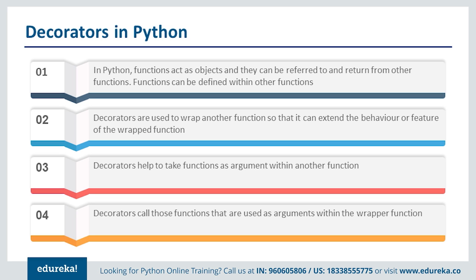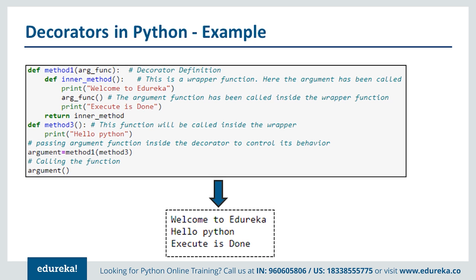So decorators help to take functions as arguments within another function. That's another benefit, which helps us extend the default functionalities of a function. Decorators call those functions that are used as arguments within the wrapped function. So this is the real purpose of using decorators. Now with a proper example, we will be able to see how it really happens.